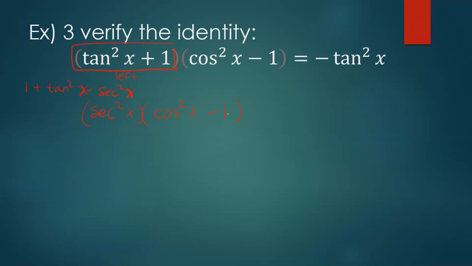Okay, so what would you do next? Is there an identity? Okay, I know that secant x is the same thing as 1 over cosine of x, right? So there's two of them, so it's 1 over cosine squared x. Now, what can we do with this cosine squared x minus 1? Is there an identity?